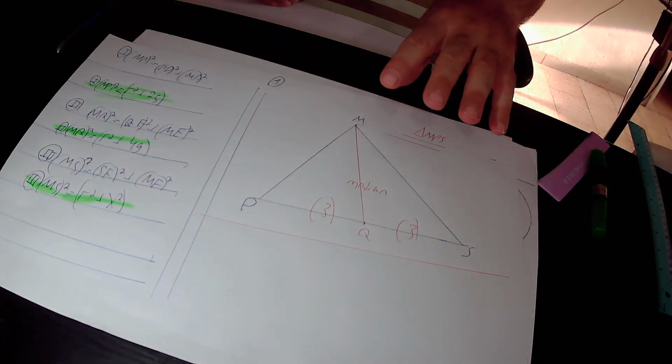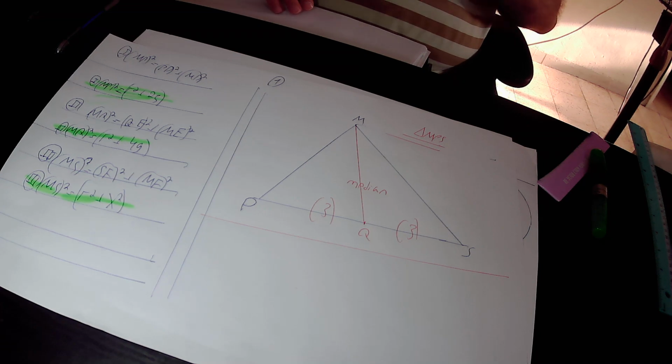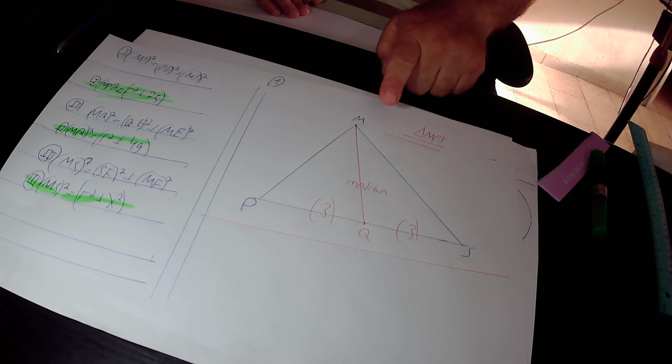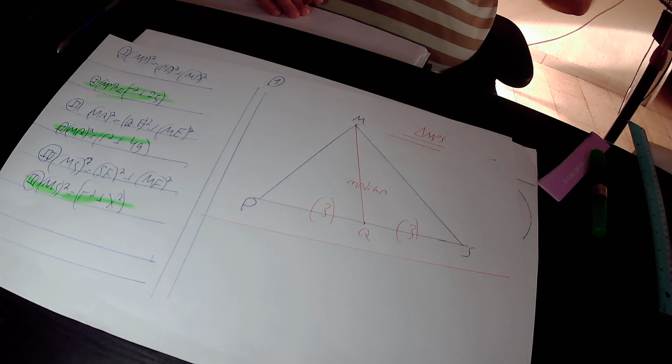Okay, this is the big triangle MPS that I call it from the original drawing. This is line segment MQ that is defined as a median of this triangle MPS. A median is a line segment that connects the vertex of the triangle to the midpoint of the opposite side.